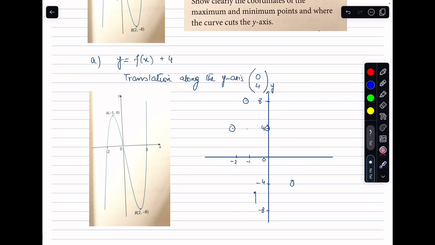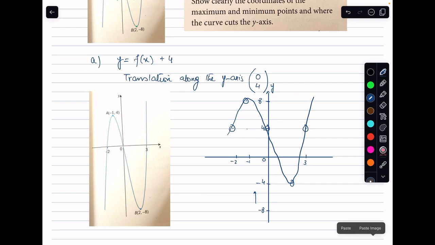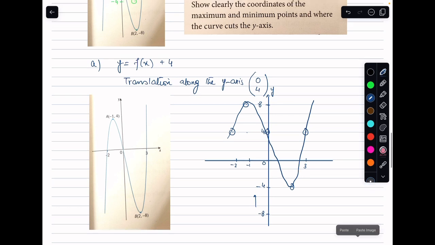And then (3, 0) should move to (3, 4) here. So the new graph is going to be such that it has moved upwards by 4 units. This is the new graph after the translation of 4 units in the positive y direction.